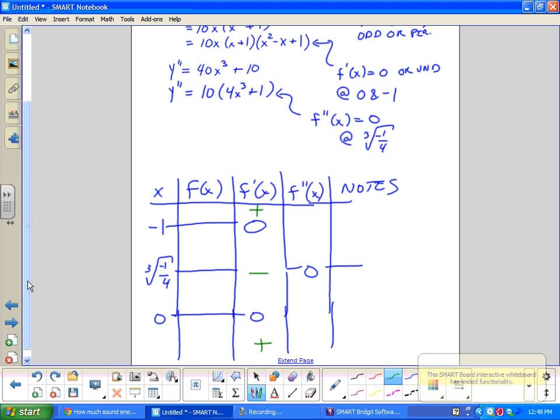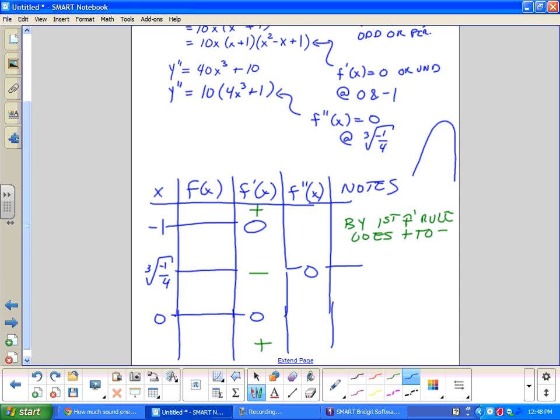All right? So by first derivative rule, it goes positive to negative. And again, I picture it in my head, positive and negative. I know that that is a local max. Likewise, down here by first derivative rule, it goes negative to positive. That means it's a local min.